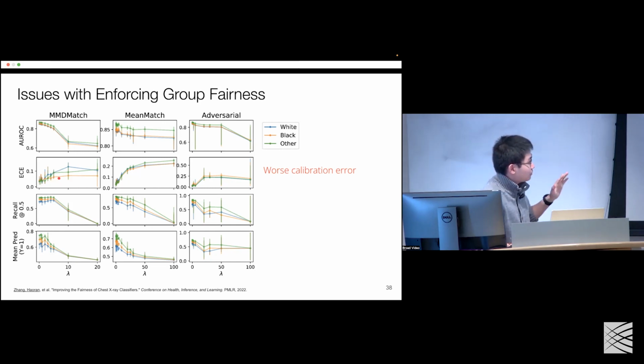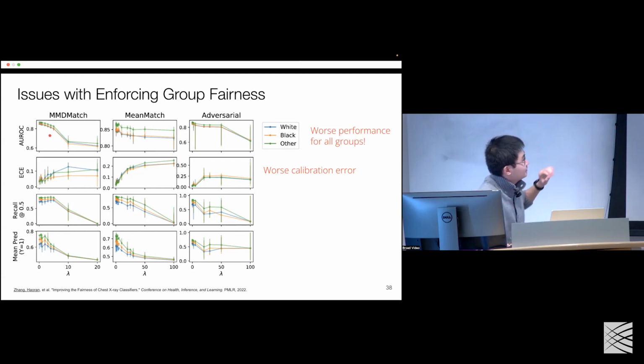Perhaps more problematic, though, is if you look at the EROC of each of the groups, we find that group fairness worsens performance for all the groups. So as we increase lambda, the EROC for all the groups monotonically decreases. We never increase performance for any group if we enforce fairness.